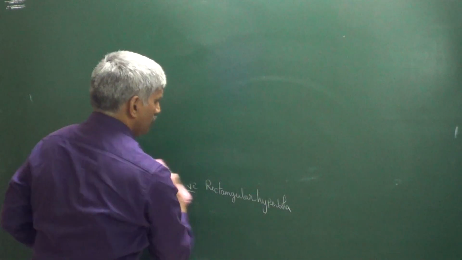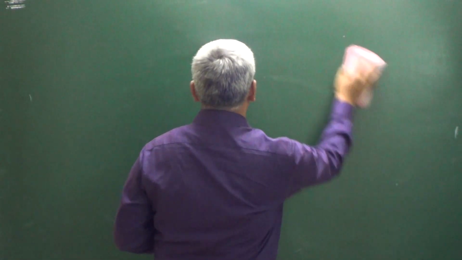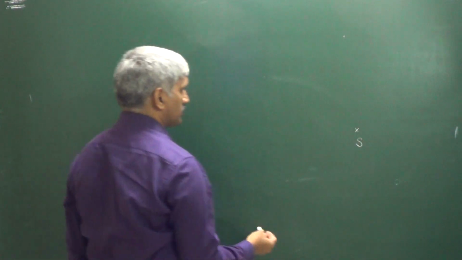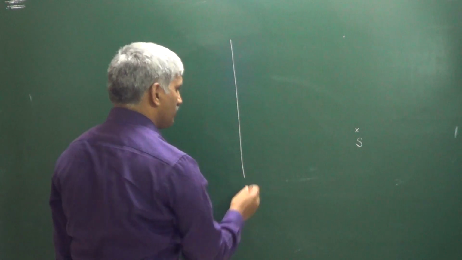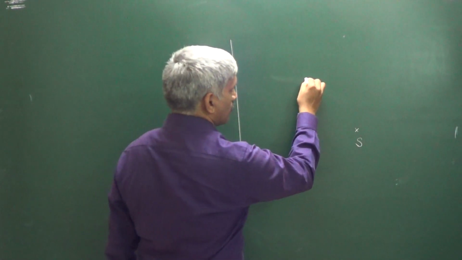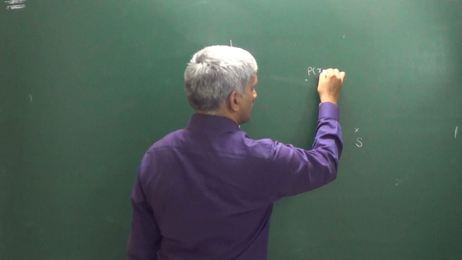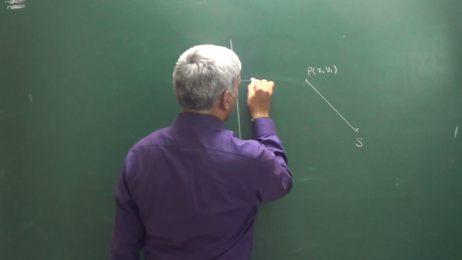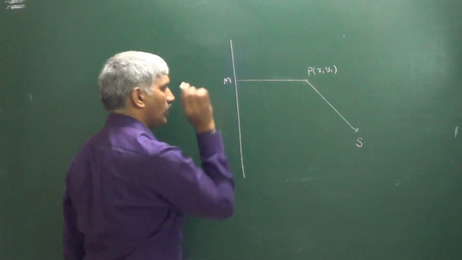Now here we are going to discuss different ideas in this conic section. As we said, this is a fixed point which we call the focus, and this is a fixed line which we call the directrix. Here is a moving point P(x1, y1). As we discussed, SP divided by PM, that ratio is always constant.